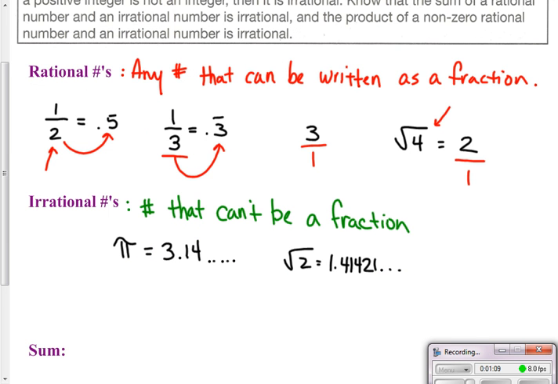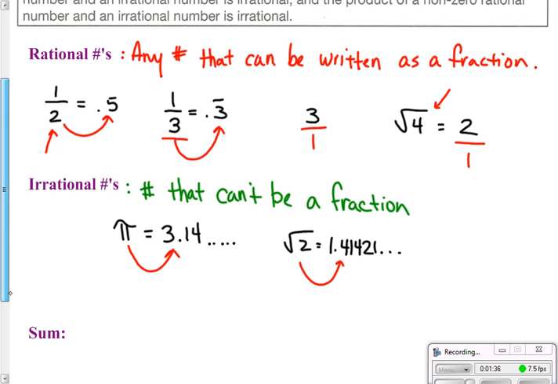Here are a few examples of irrational numbers. Pi. Pi is a number that can't be written as a fraction. Why? Because the decimal goes on forever and never repeats. Same thing with square root 2. Square root 2 is not a perfect square. When you put the square root of 2 in your calculator, you get 1.41421, and it just keeps going on forever. It never repeats, it never terminates, so it is an irrational number.